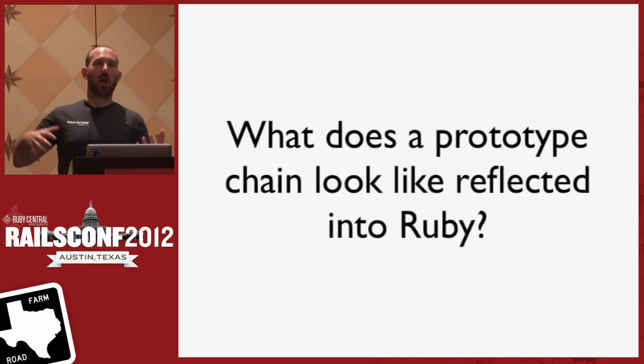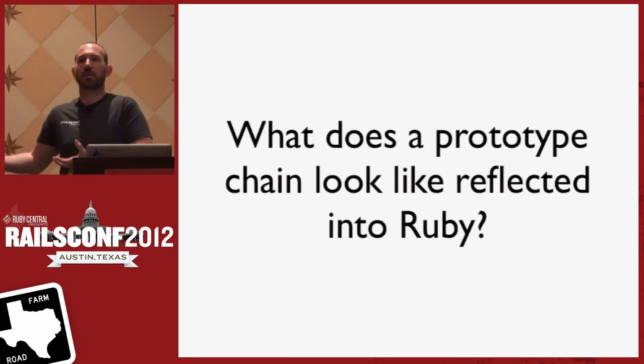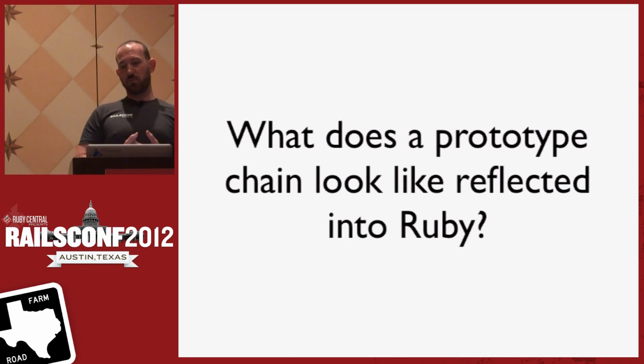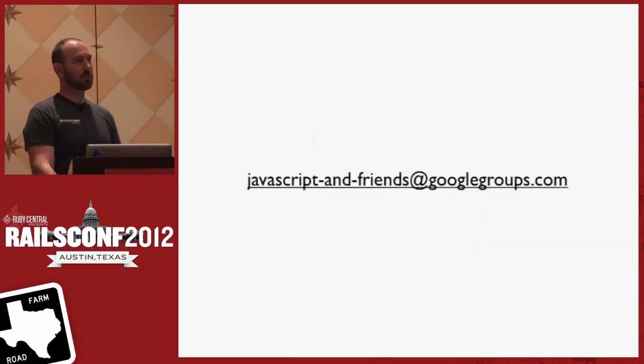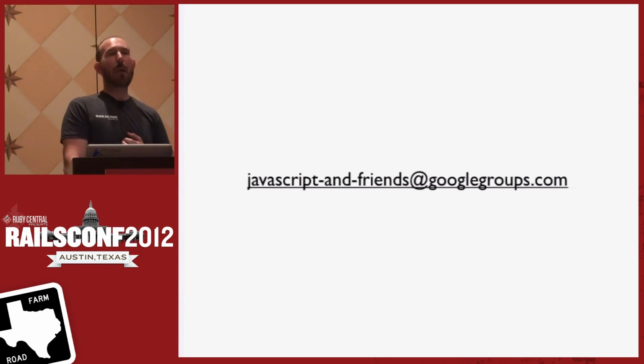There's a whole lot of what does a prototype chain even look like as represented by Ruby classes and modules. Right now, I've been kind of making these decisions in the echo chamber of my own head, but I've started a list to try and discuss this and other issues, and I'm just inviting everybody here to join in on this discussion.